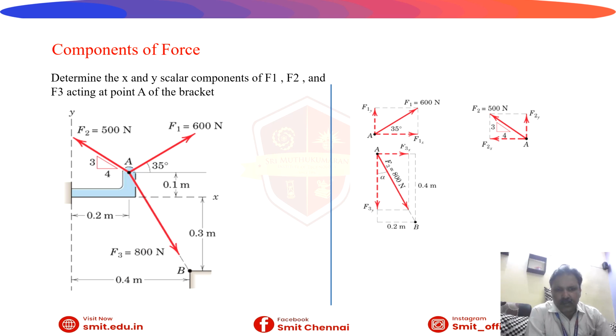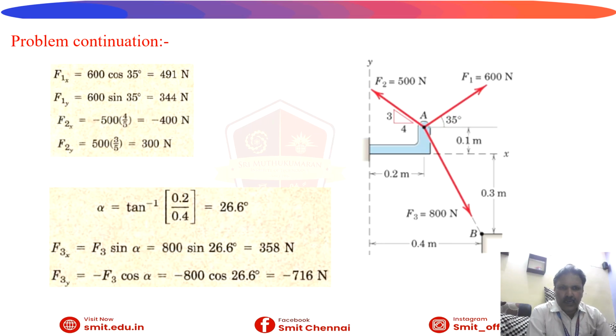So here, what is along the y axis? 0.3 plus 0.1, that is 0.4 meter. And here also we can see the total is 0.2. So half is 0.2 means the remaining will also be 0.2 meter. Then using the same procedure, the x components and y components are done separately. Then alpha equals tan inverse of 0.2 by 0.4. We will get the value as 26.6 degrees.